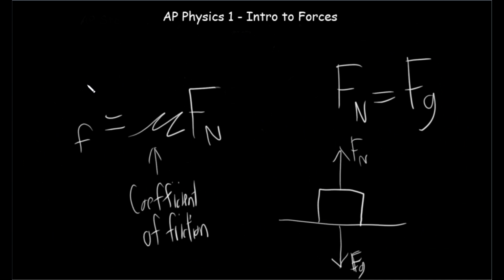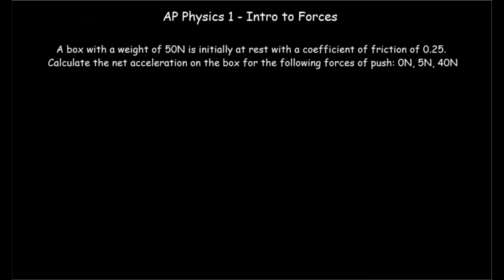Okay, now let's go over an example. Okay, so in this problem we're given a box with a weight of 50 newtons initially at rest with a coefficient of friction of 0.25. Calculate the net acceleration on the box for the following forces of push: 0 newtons, 5 newtons, and 40 newtons. Alright, so let's diagram this.